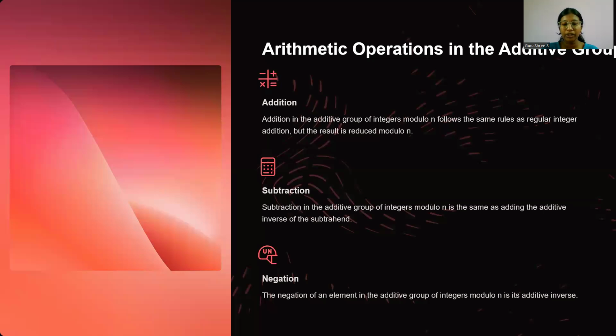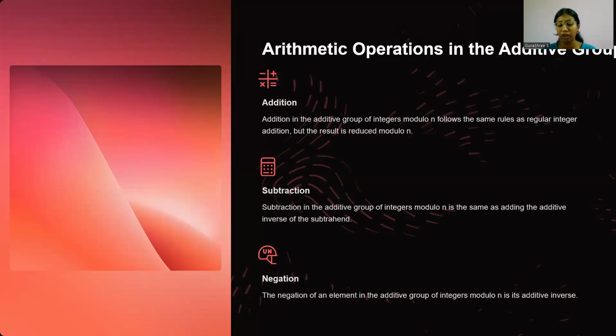Moving on to arithmetic operations that are performed in the additive group. First one is addition. Addition follows the same rule as regular integer addition, but the result is reduced modulo n, and the remainder obtained will be taken. Subtraction is the same as adding the additive inverse of the subtrahend to the result. Negation is also one such thing, where the negation of an element in the additive group of integers modulo n is its additive inverse. Here, taking some examples.